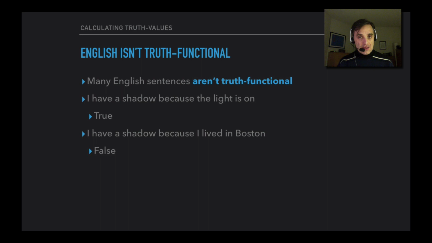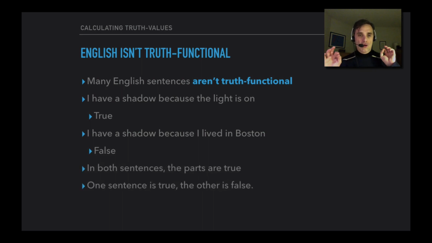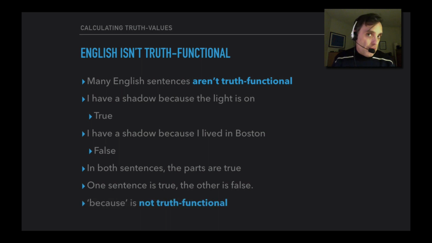So we have two because sentences. The pieces have the same truth values. In both cases, both parts are true. I have a shadow is true, the light is on is true, I lived in Boston is true. So all the pieces are true, but the two sentences have different truth values. That means that because sentences are not truth functional, right?